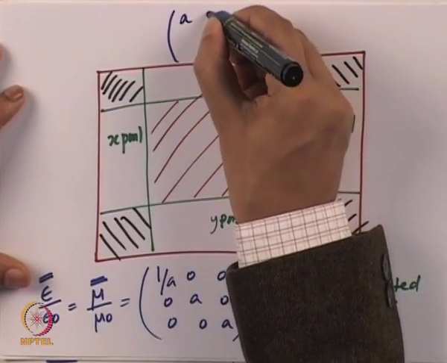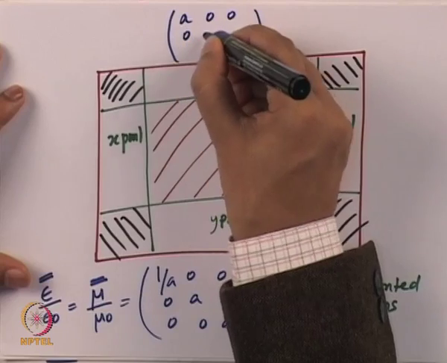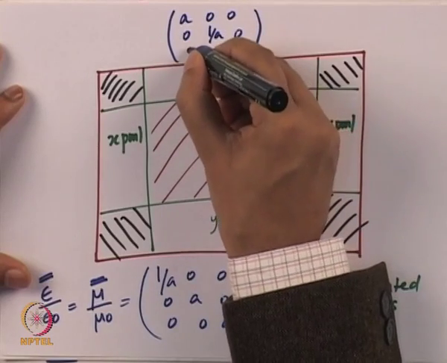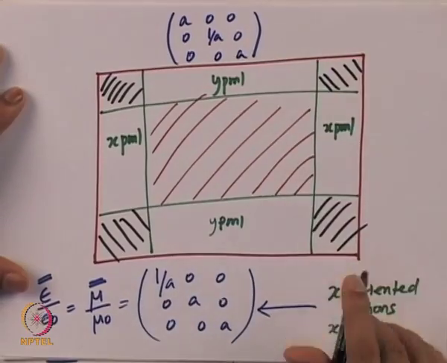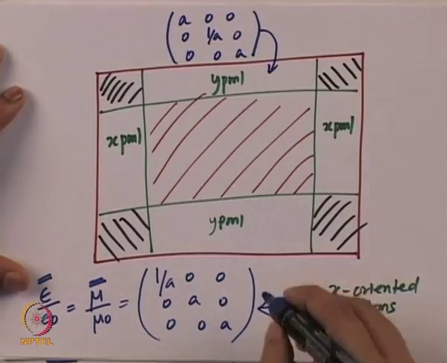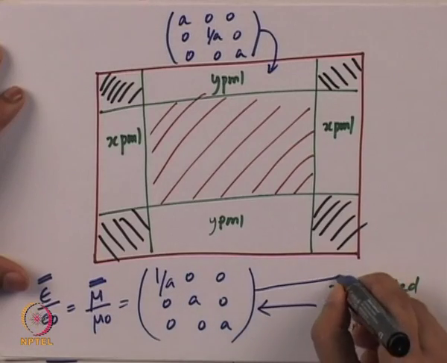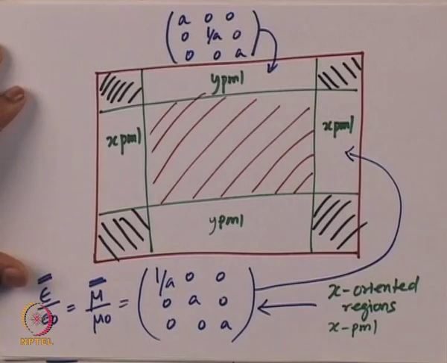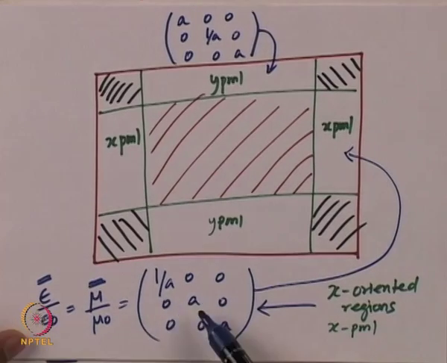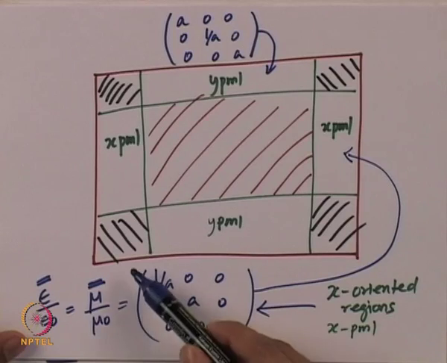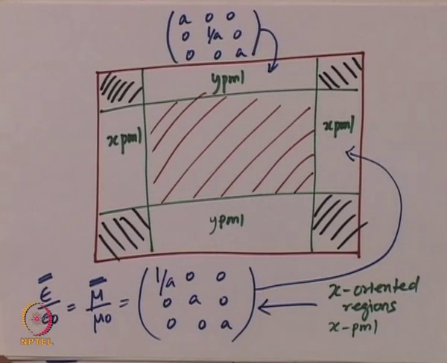It is going to be 1/a, 0, 0, 0, a, 0, 0, 0, a. So this is going to be for the Y oriented PML. And this is going to be for the X oriented PML. As you can see, the value 1 by a is going to change its location along the leading diagonal. So with that being said, let us look into what is this a and how can we understand its implications in modeling a perfectly matched layer using the uniaxial concept.